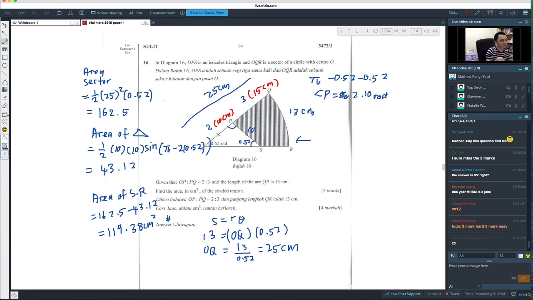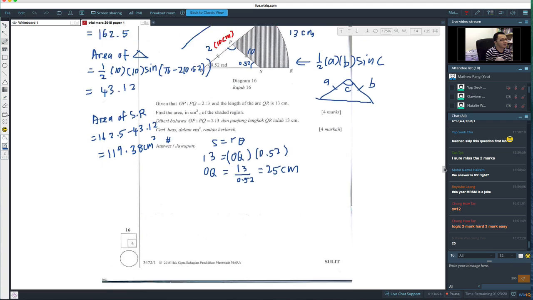For the area of triangle, I use the formula is 1 over 2 AB sine C. Okay, remember this formula. As long as you have triangle, this is A, this is B, this is angle on the middle, C. Okay, this is how I use the formula of triangle to find the area. Alright, so I move on to the next one.